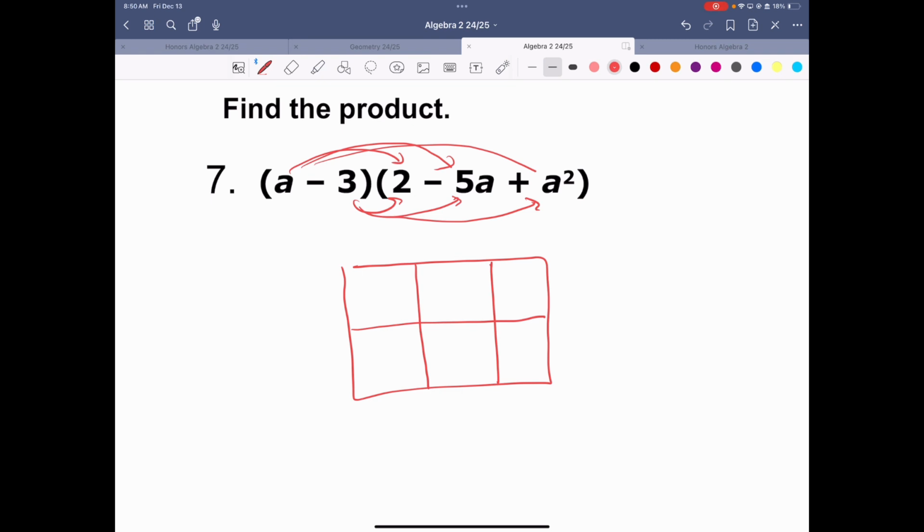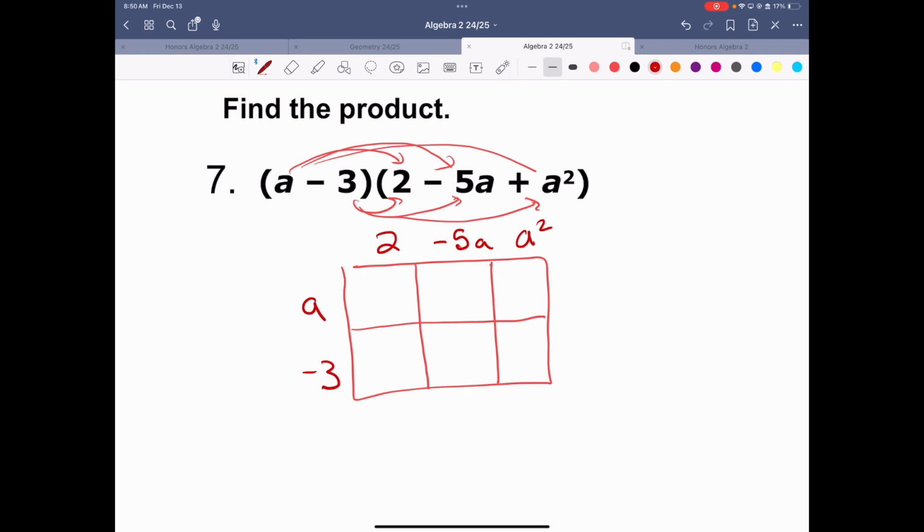Now, if I've got my 2 rows, that means the a is going to go there and the -3 is going to go there. And then the 2, -5a, and the a squared go on the columns. And if you flipped it around and did 3 by 2, it's fine.